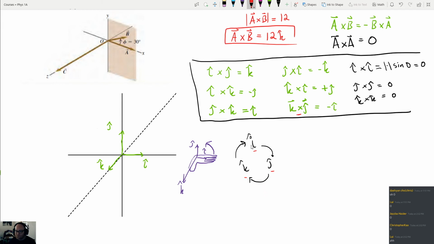So when you... Is that right? Yeah. That makes sense? When you go clockwise, i to j to k, or alphabetical, you get a positive. When you go backwards, you get negative, right?